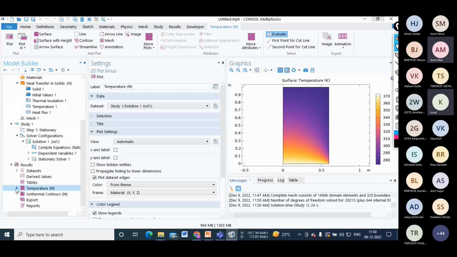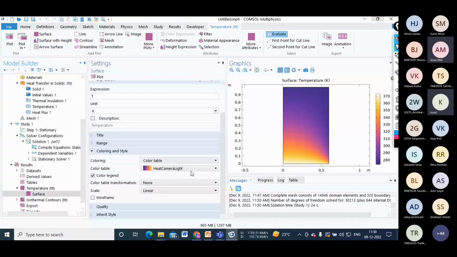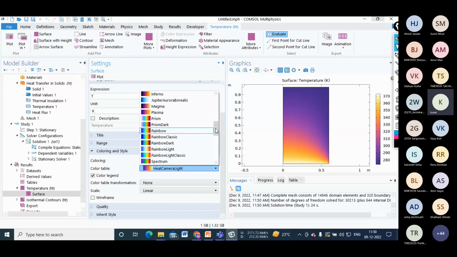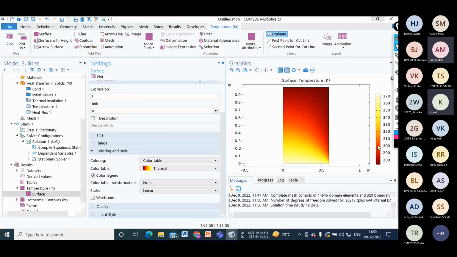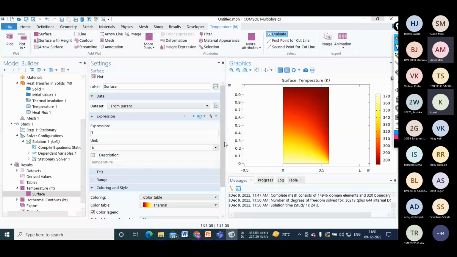So what I will do, I will change this color, because this color should be in thermal. Now you can see here, but this temperature is in Kelvin. I want to convert that temperature to degrees centigrade. So you can convert it into degrees centigrade also. So now this is the result part.